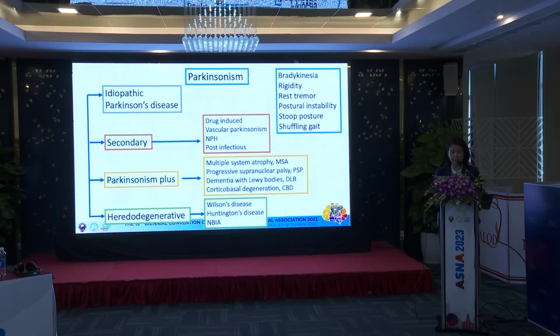According to the etiology classification, idiopathic Parkinson's disease is the most common cause of Parkinsonism. The second group is the secondary group, like drug-induced Parkinsonism, normal pressure hydrocephalus. The third one is the Parkinsonism plus or atypical Parkinsonism. For example, the MSA, multiple system atrophy, which is the Parkinsonism plus autonomic dysfunction. PSP is Parkinsonism plus the supranuclear gaze palsy. And the fourth one is the hereditary disease. But today we will cover most of the sleep disorder in idiopathic Parkinson's disease.